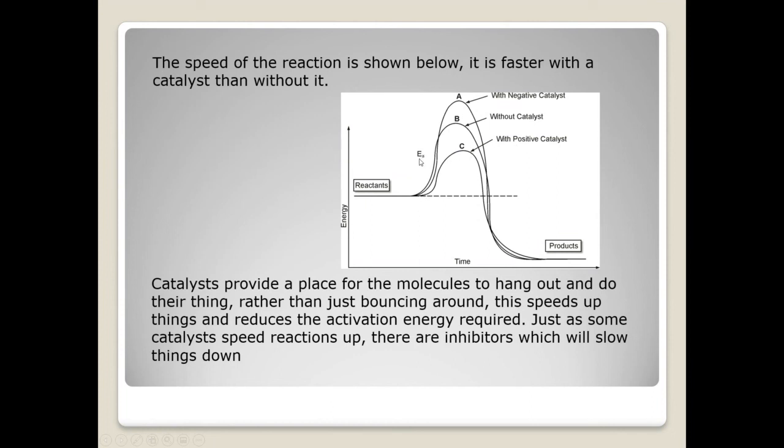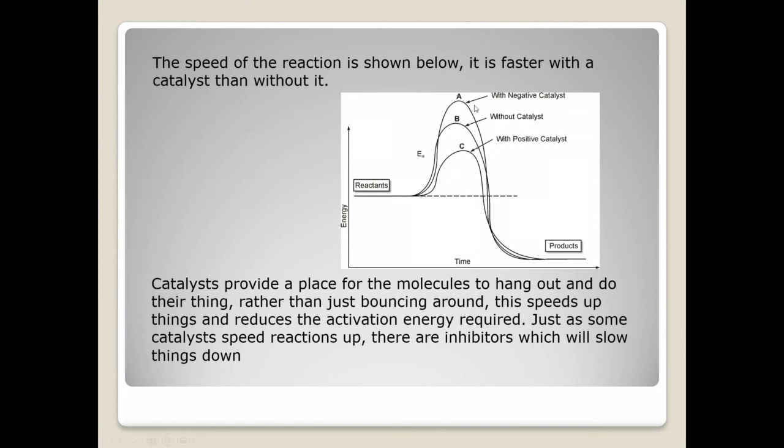Adding the positive catalyst does two things. First, it reduces the overall activation energy required. You'll see by the size of the peak between B and A that this is less activation energy than B if we were to draw across there. And it also shows less time, assuming they both started at the same time. With the catalyst, it shows less time on the time scale.